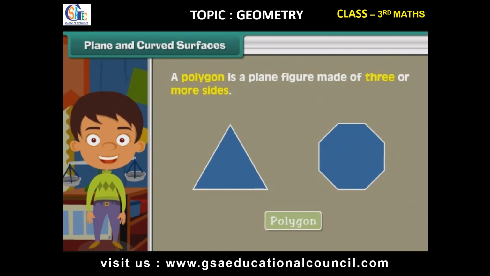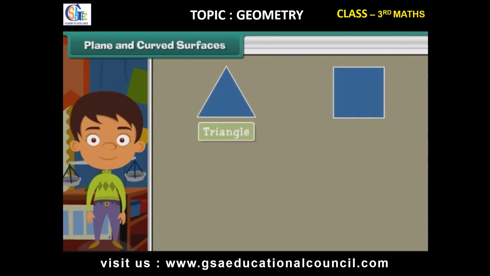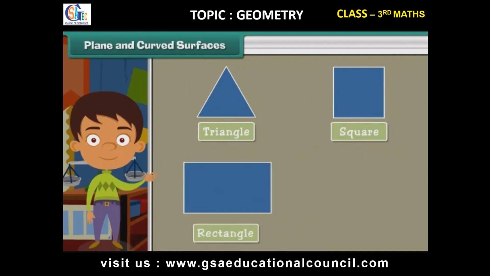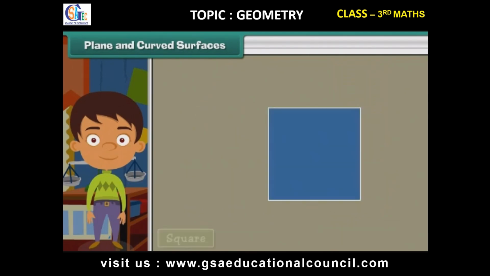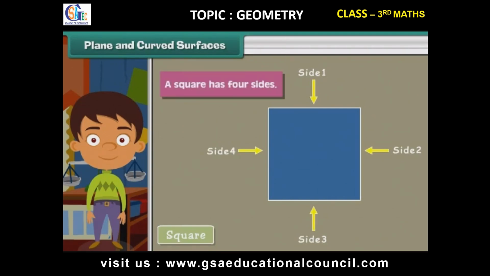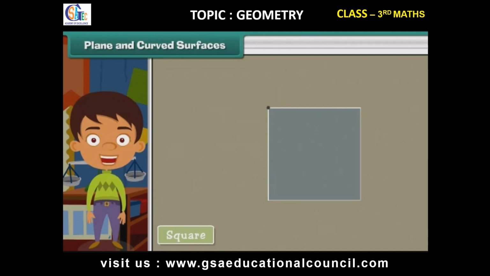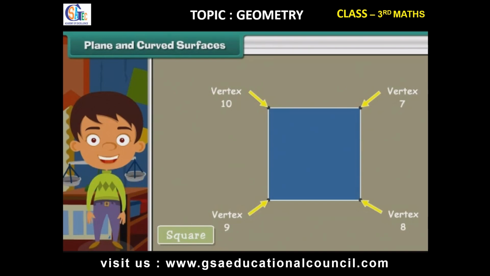Various types of polygons are triangle, square, rectangle, pentagon. Now we'll study plane figures, sides and vertices. Look at this square. Arrows 1, 2, 3, 4 indicate the sides of a square. A square has 4 sides. The point at which 2 sides meet is called a vertex. Arrows 6, 7, 8, 9 indicate the vertices of a square. So here we see a square has 4 vertices.